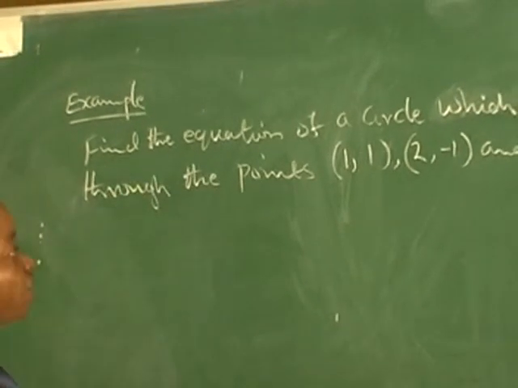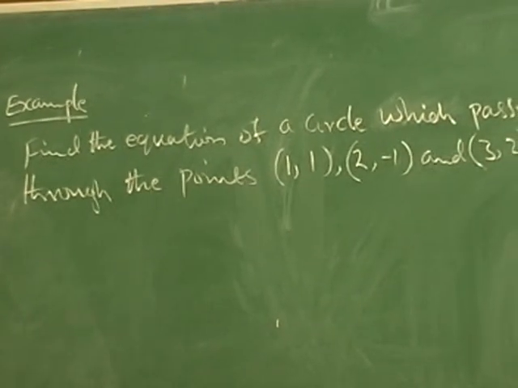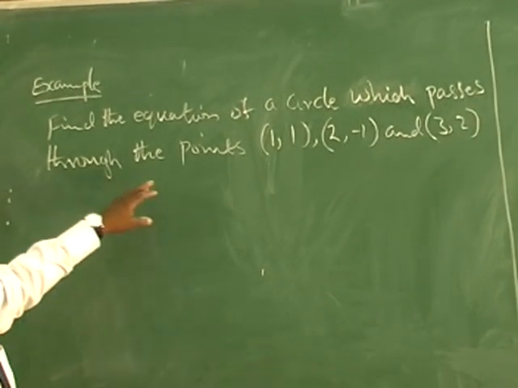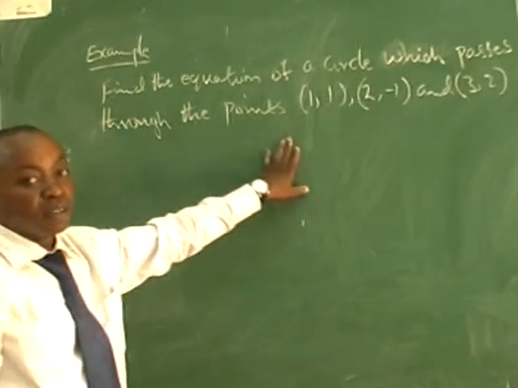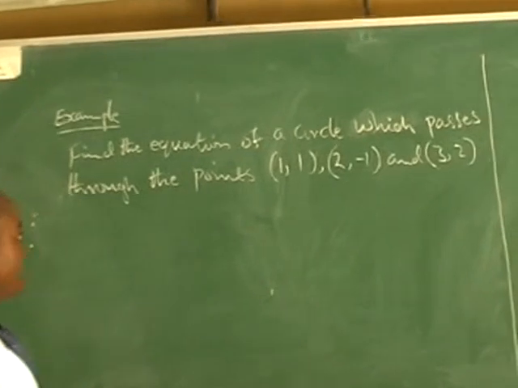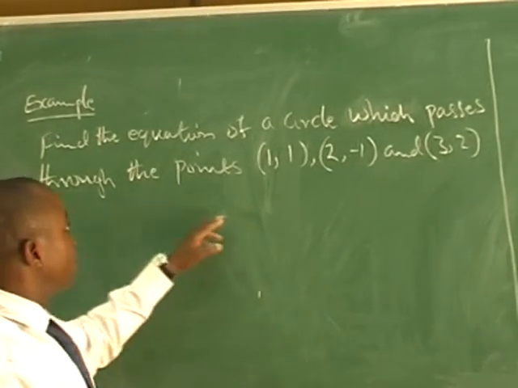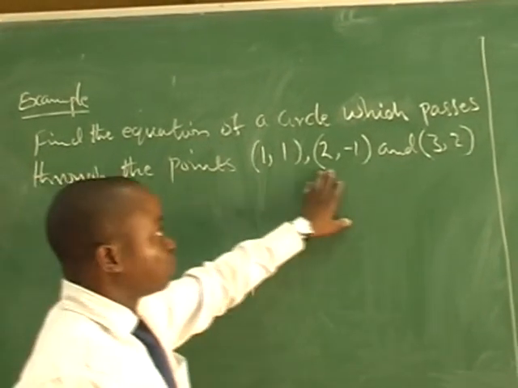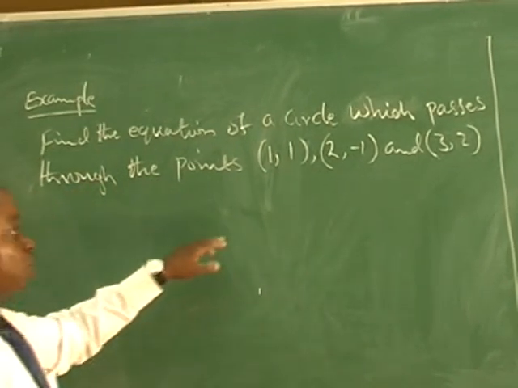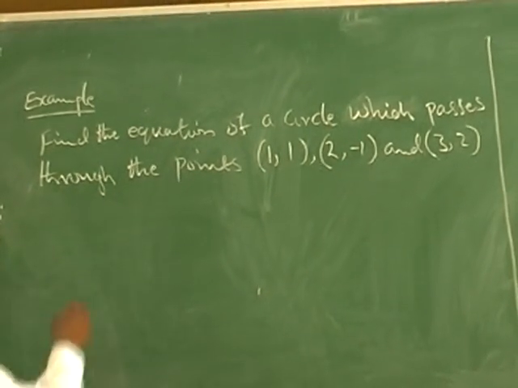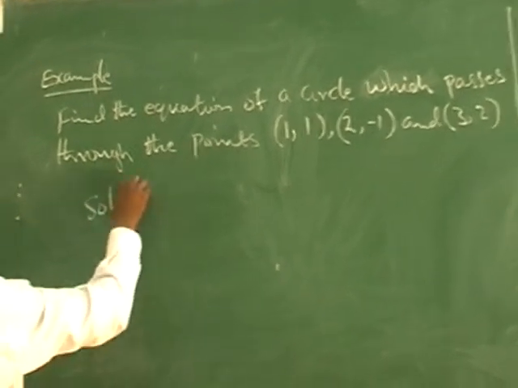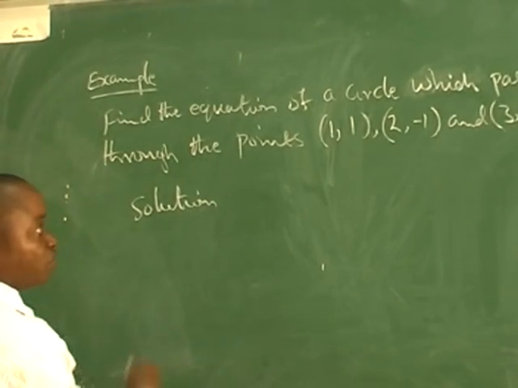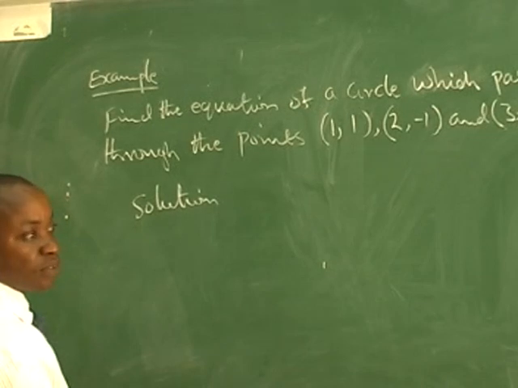Now we are looking at another example where we can also use the general form of equation of the circle. The general form of equation of the circle can help us to solve problems of this nature. For instance, if we are asked to find the equation of the circle which passes through the points, you see, the points are up to 3 now. So we will use this equation, the general form of equation of the circle, to derive the required equation of the circle.